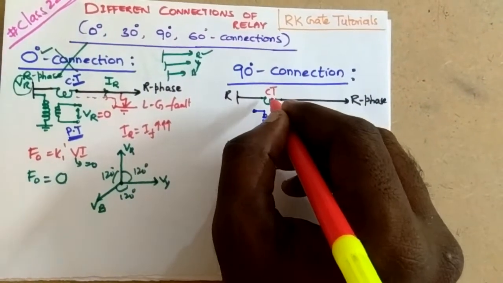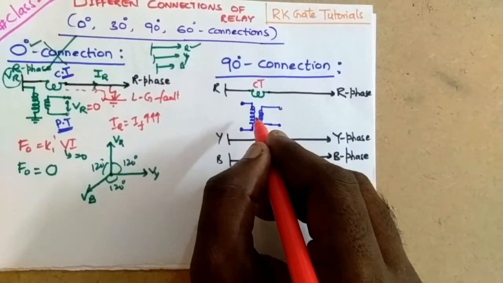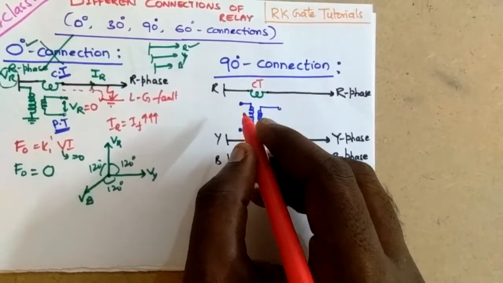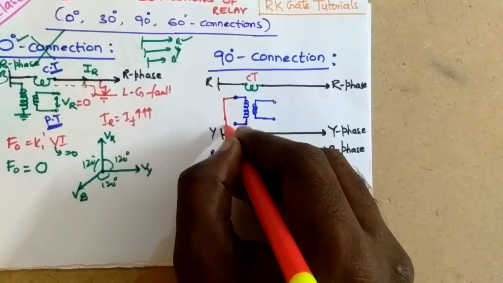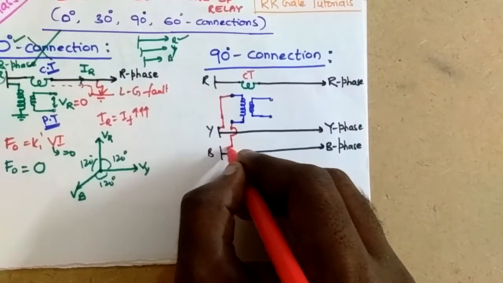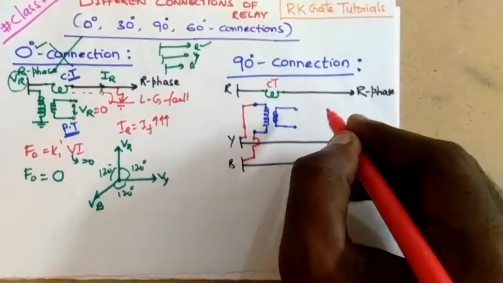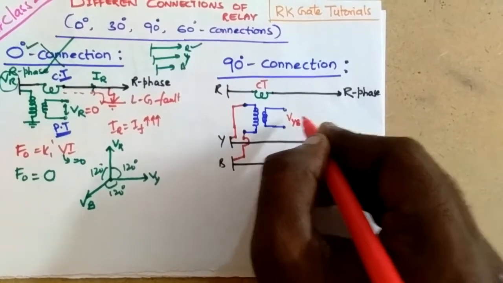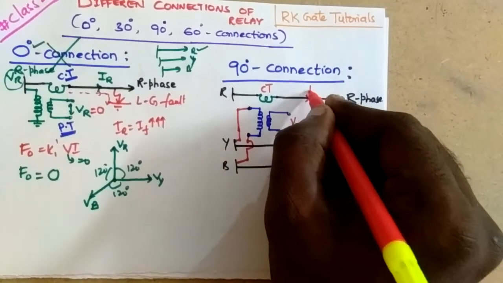This is the current coil of the CT, and the potential transformer is connected not to the R phase but to the Y and B phases. Then we will get VYB, nothing but VY minus VB, and here will be the current IR.